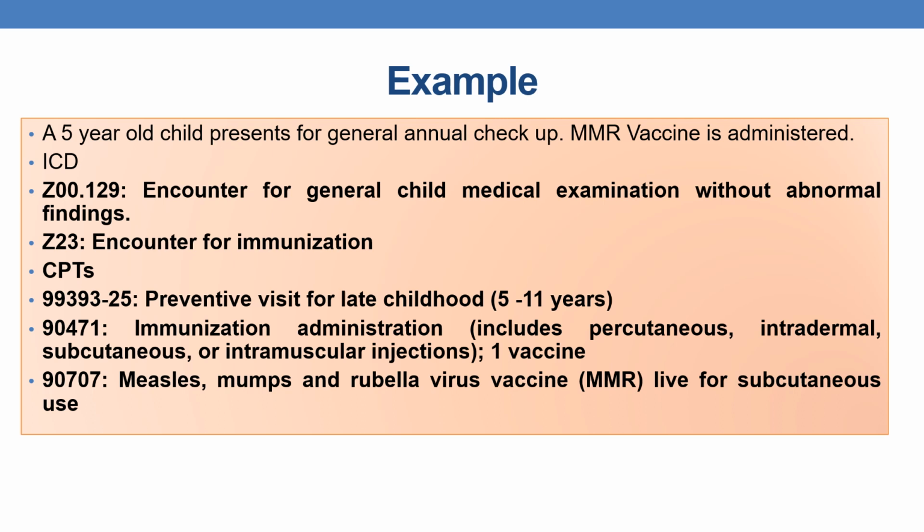Now let us see an example. A 5-year-old child presents for general annual checkup, that is well child visit. MMR vaccine is administered. So first the PDX would be Z00.129, encounter for routine or general child medical examination without abnormal finding. And then followed by Z23, that is nothing but encounter for immunization.